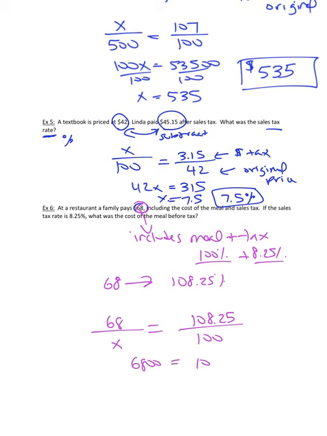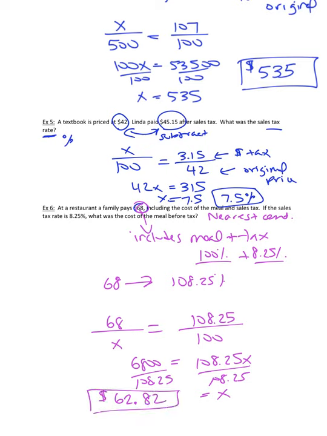6,800 equals 108.25x. Divide both sides by 108.25. And you have x equals 6,800 divided by 108.25. This I should have said to the nearest cent. Cent is the hundredths place. It's like dollars and cents. So it's $62 and it was 817, so it would be 82 cents. That would be the cost of the meal before they added the tax of 8.25%, which made it higher, to $68.